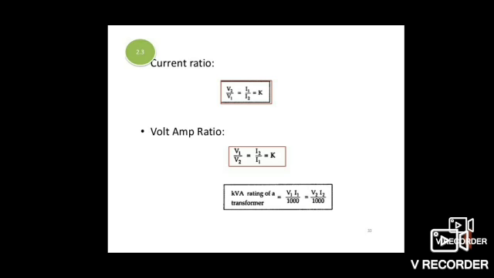Then the current ratio. V2 by V1 equal to I1 by I2, that is equal to K. That is the current ratio.